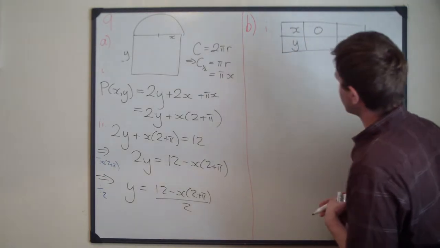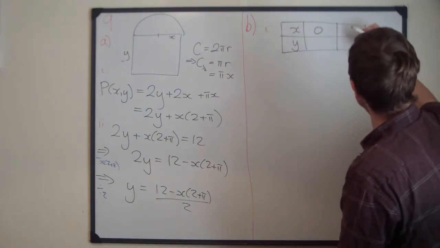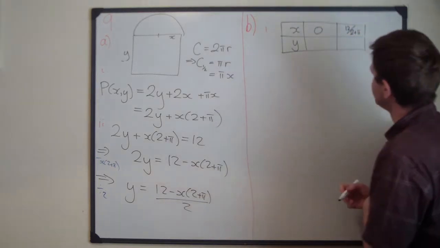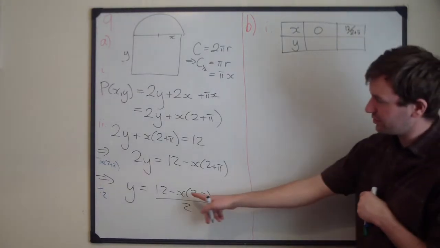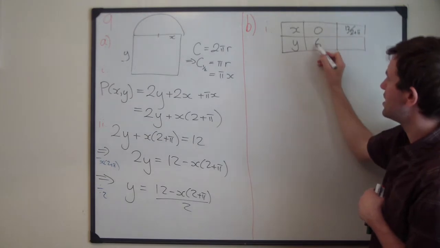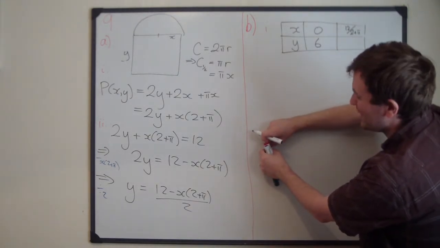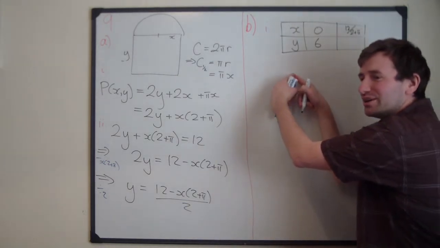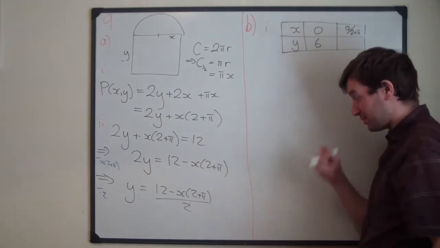So if x is 0, what's the maximum value of y? And if x is 12 over 2 plus pi, well, one thing you could do is substitute x equals 0 into this, and you get y is equal to 12 over 2, which is 6. So what you'd be getting there wouldn't really be a rectangle. It'd be like two pieces of wire of length 6 beside each other and just kind of bend it at the bottom.